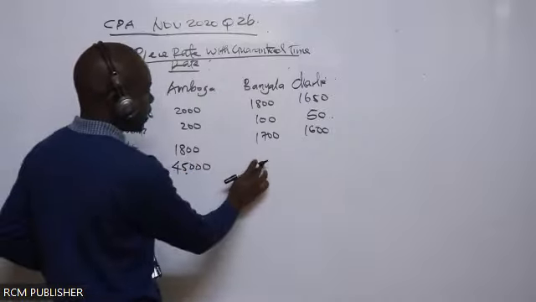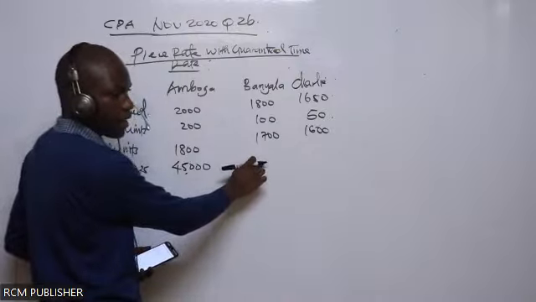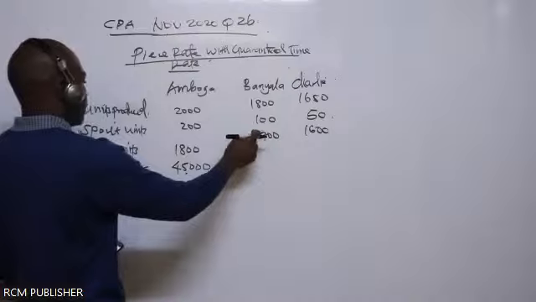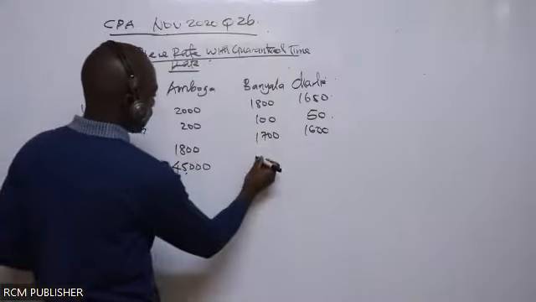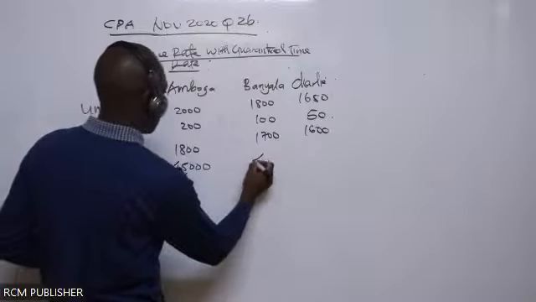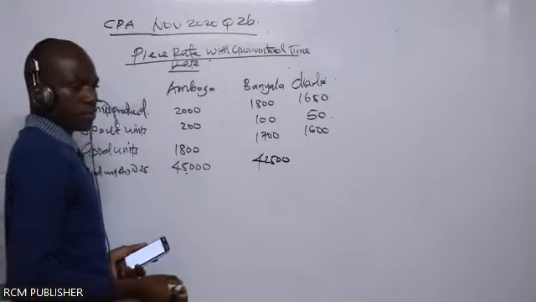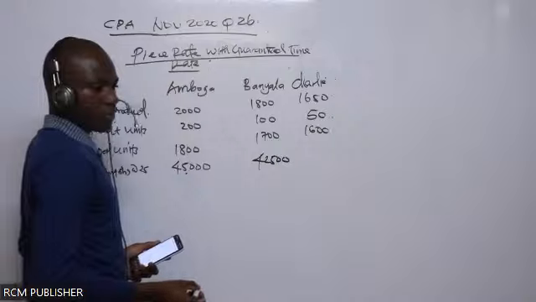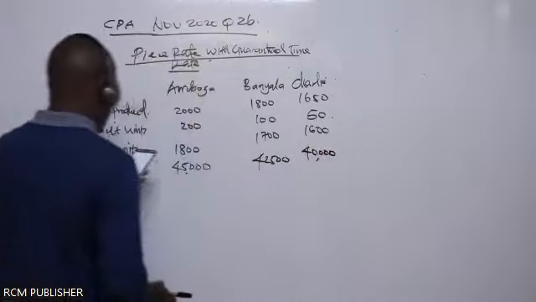Then B, that is Banyala. What will we have for Banyala? It is 25 by 1,700. How about Charlie? 40,000. That is what we have.